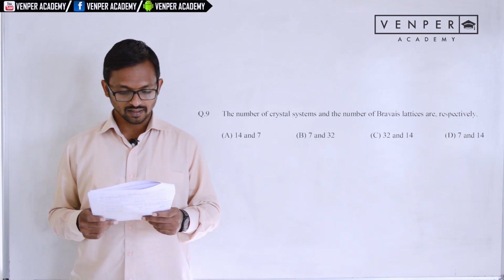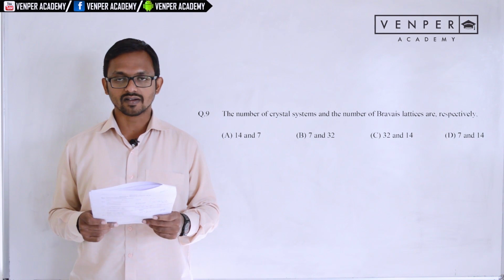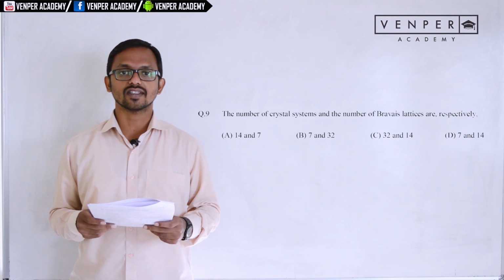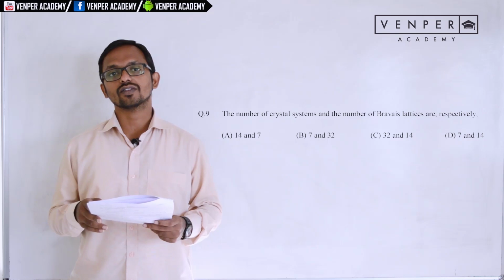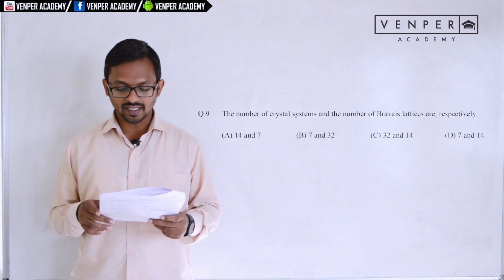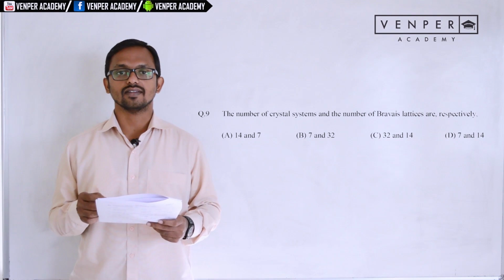Question number 9. The number of crystal systems and the number of Bravais lattices are respectively. So, generally we have 7 types of crystal systems which are classified into 14 Bravais lattices. So, in the given 4 options, option D is correct, because we have 7 crystal systems and 14 Bravais lattices.